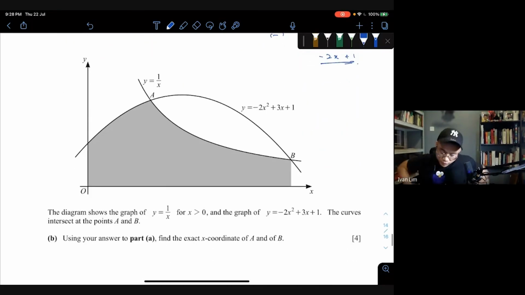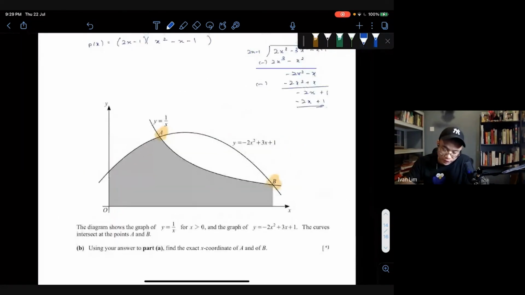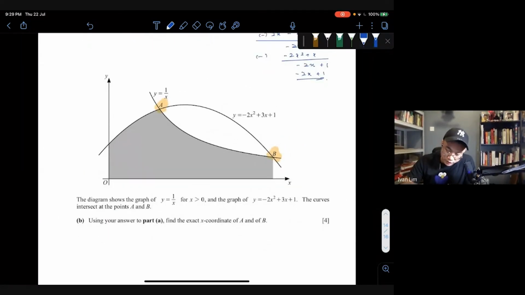Second part. The diagram shows a graph of y equals 1 over x for x more than 0, and the graph of y equals negative 2x squared plus 3x plus 1. The curves intersect at the points A and B. Use your answer to part (a) to find the exact coordinates of A and B. Okay, what are A and B? So, two graphs intersect with each other, we use simultaneous equations. And then they also say use your answer to part (a), right? Okay, so let's equate it together first, then we see how we can relate it to part (a).